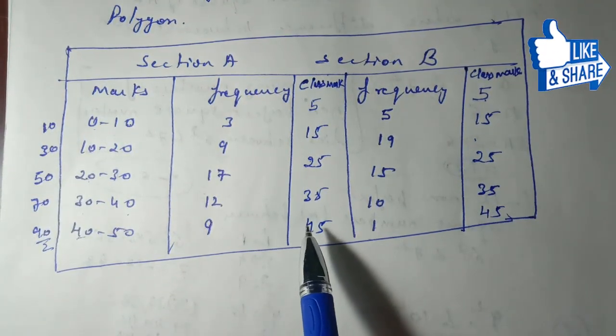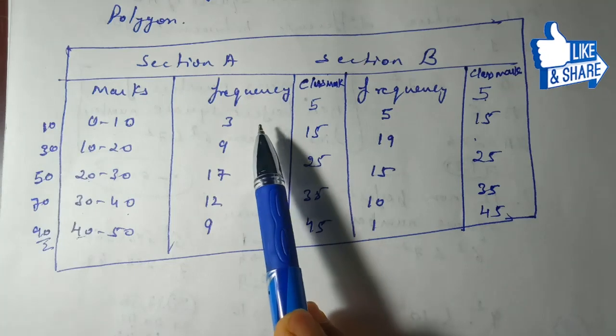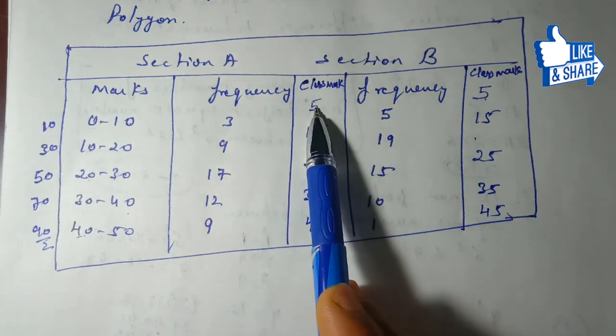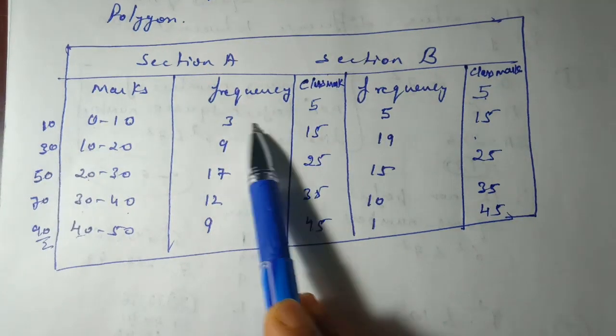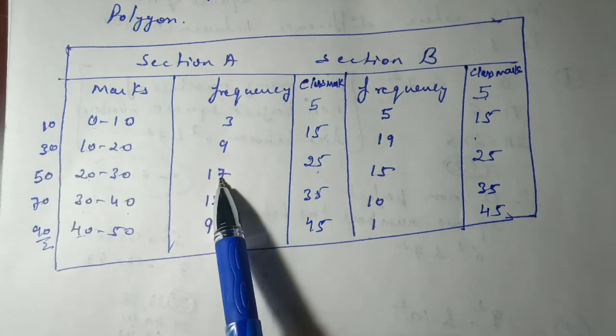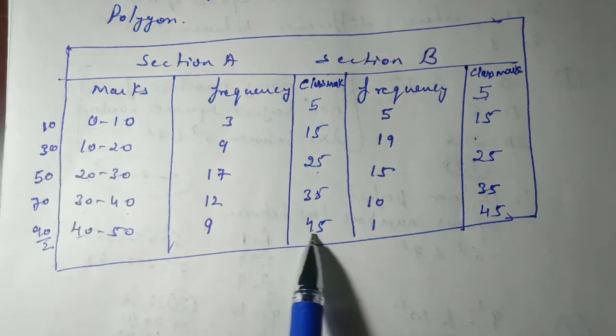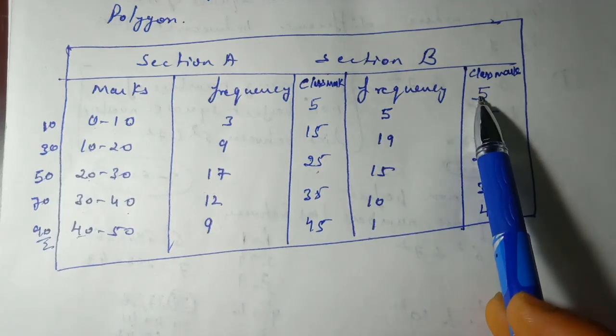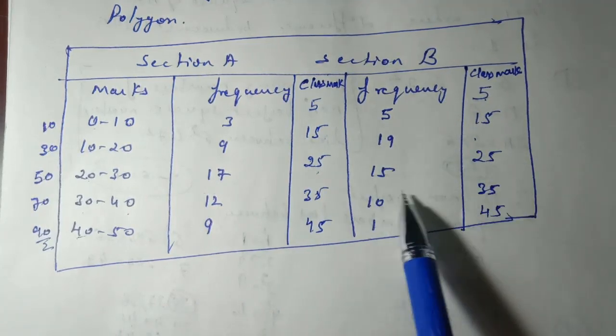Now we have to plot it section wise. First we're going to plot section A. We're going to take the points 5 and 3, 15 and 9, 25 and 17, 35 and 12, 45 and 9. For section B, 5 and 5, 15 and 19, like this.